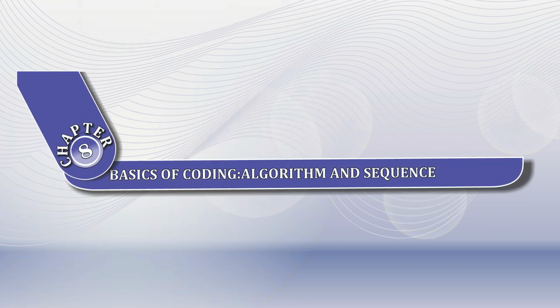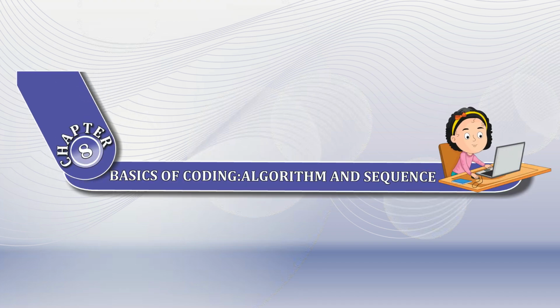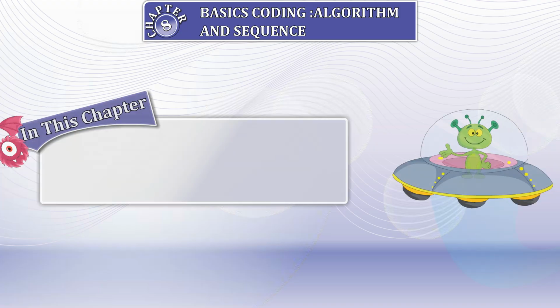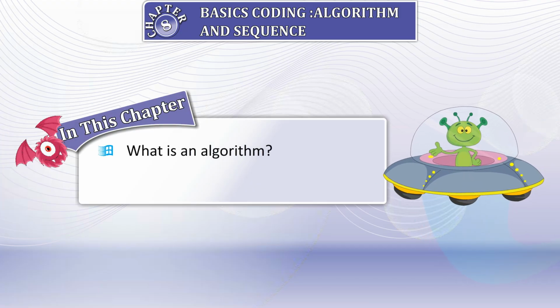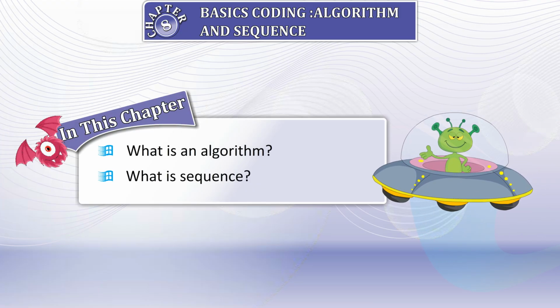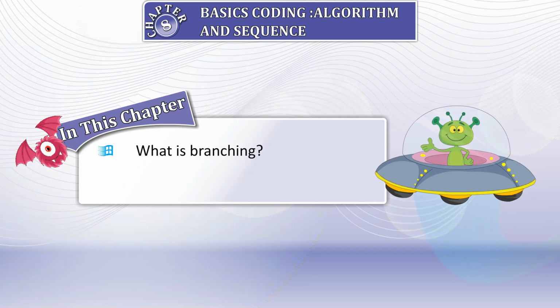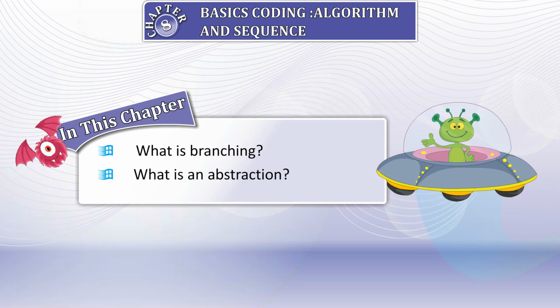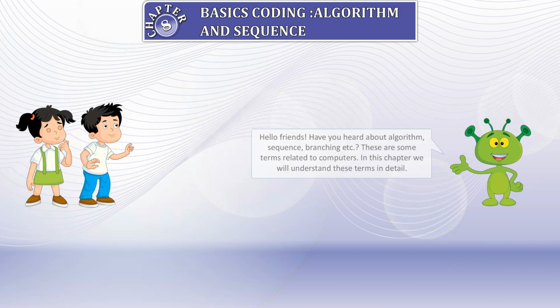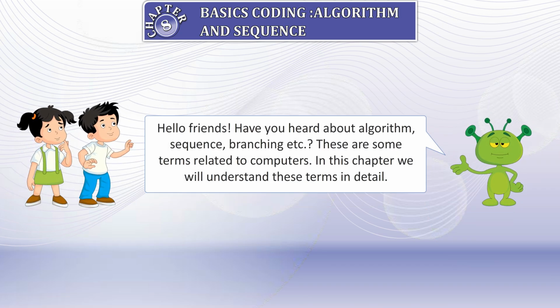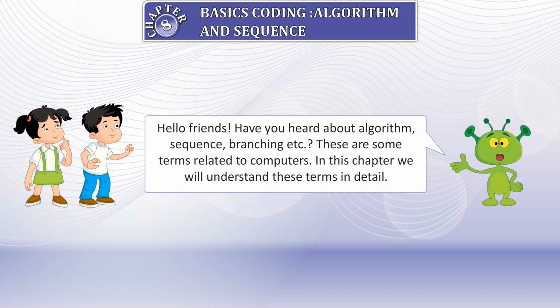Chapter 8. Basics of Coding, Algorithm and Sequence. In this chapter, what is an algorithm? What is sequence? What is branching? What is an abstraction? Hello friends, have you heard about algorithm, sequence, branching, etc.? These are some terms related to computers. In this chapter, we will understand these terms in detail.